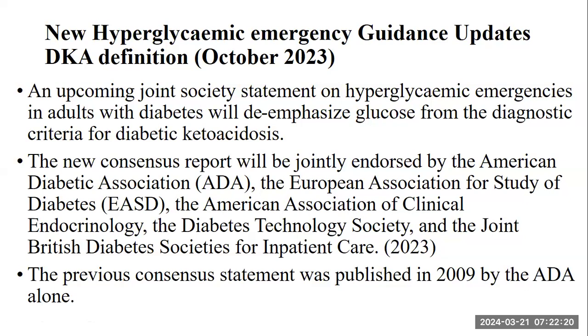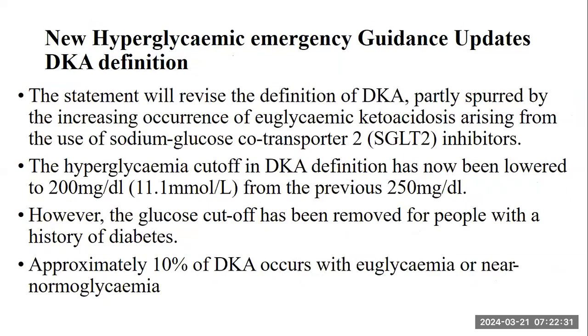So before it was just the ADA that brought the guidelines, but now all these societies have come together. And the reason they're trying to de-emphasize glucose from the diagnostic criteria is the fact that people are now using the SGLT2 inhibitors. They said it's because of increasing occurrence of euglycemic ketoacidosis arising from the use of sodium glucose cotransporter 2 inhibitors. So the hyperglycemia cutoff now in DKA definition has been lowered to 200 milligram per dL, which is 11.1 millimole per liter, from the previous value of 250 milligram per dL.